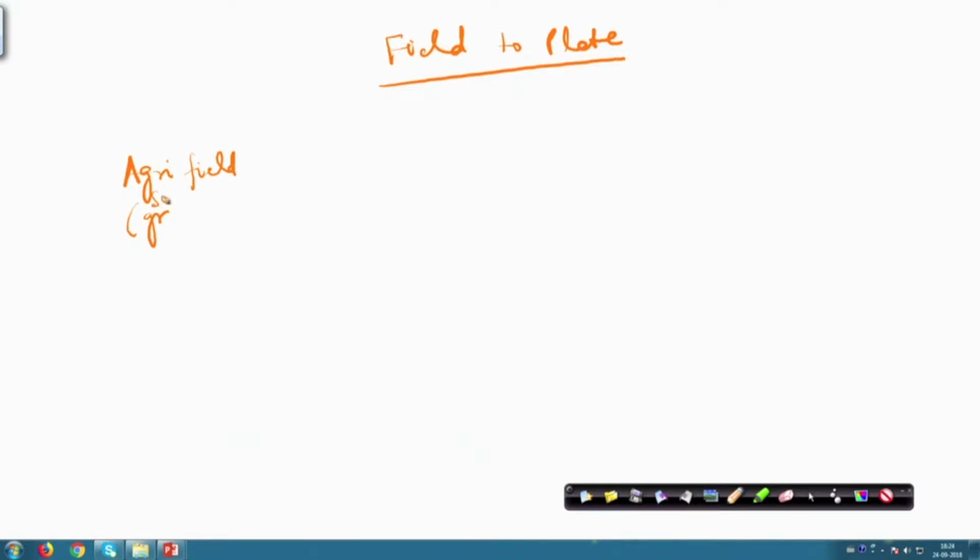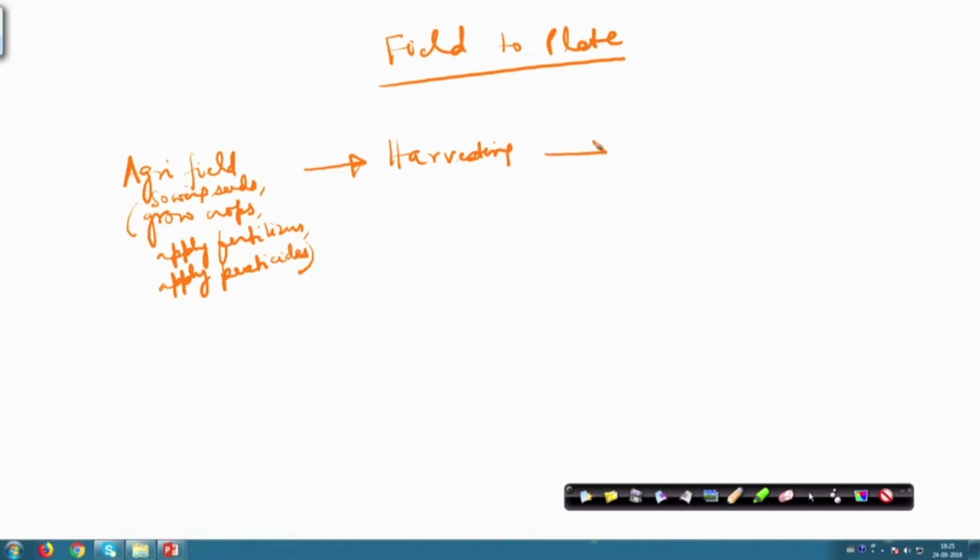Let us say the farmers are going to sow seeds, grow crops, apply fertilizers, apply pesticides, etcetera. And then after the agricultural plants mature, these crops are harvested. So, the next step broadly is going to be harvesting.